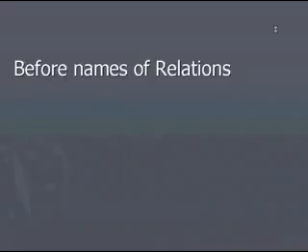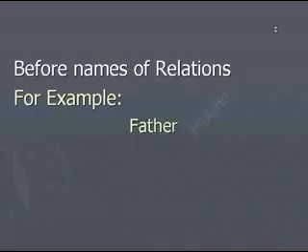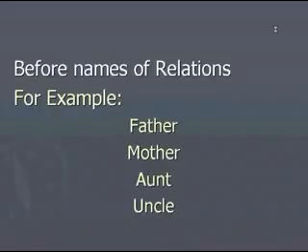Before names of relations, for example, father, mother, aunt, uncle. If your father arrives home and you inform your mother, what would you say? The father has arrived or father has arrived? You should say father has arrived, because before the names of relations we do not use the definite article. Likewise, if you want to tell your father that your mother is in the kitchen, you would say mother is in the kitchen. You would not say the mother is in the kitchen. Remember, don't use the definite article before names of relations.